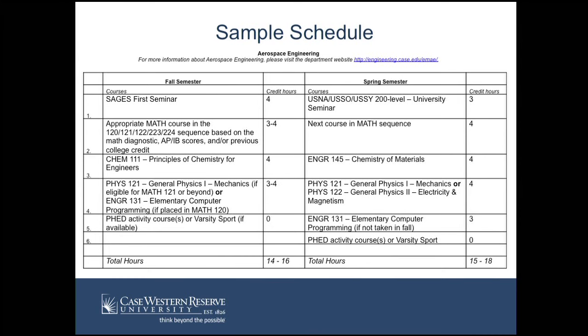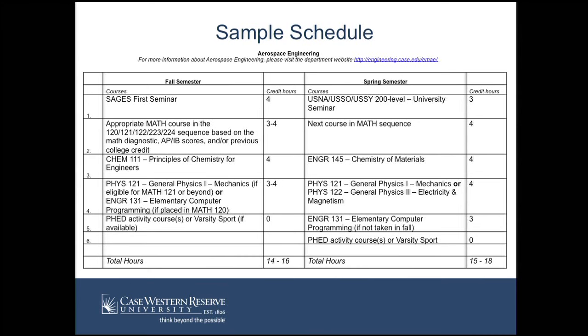So note that when you register coming up here in just about a month, you're registering for your fall courses. Sometime around October, November, you're going to register for your spring courses. So we're really just going to focus on the fall semester at the moment. So the first example sample schedule we have up for you is aerospace engineering.